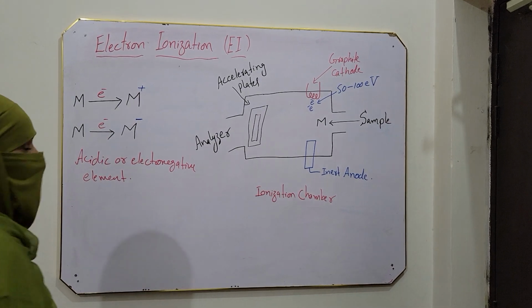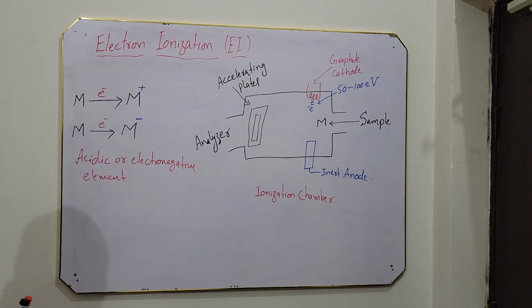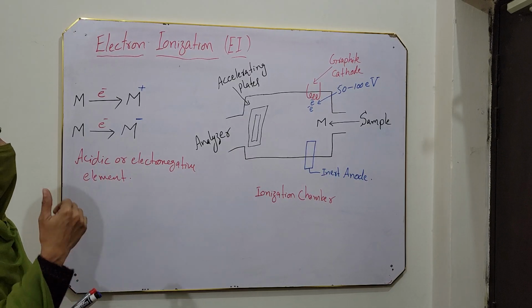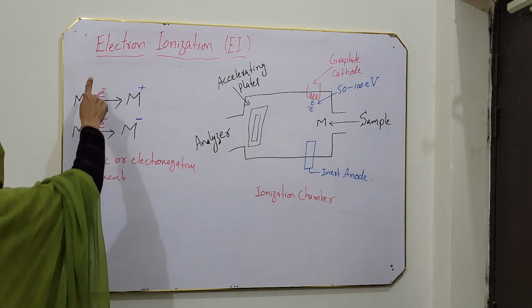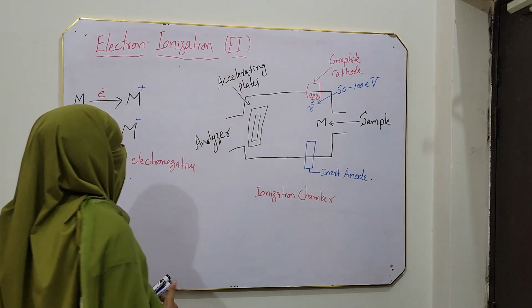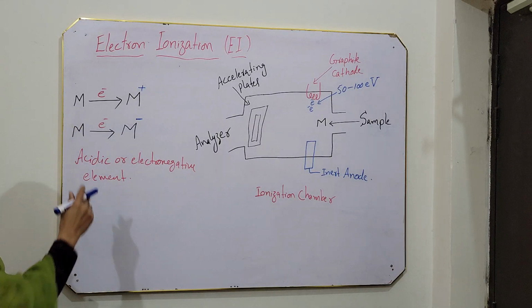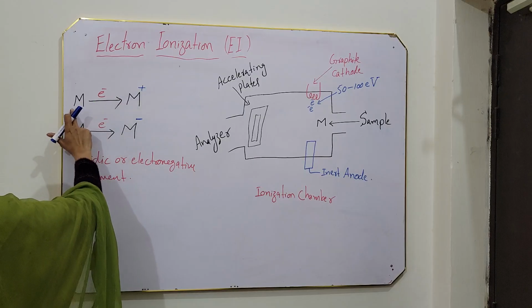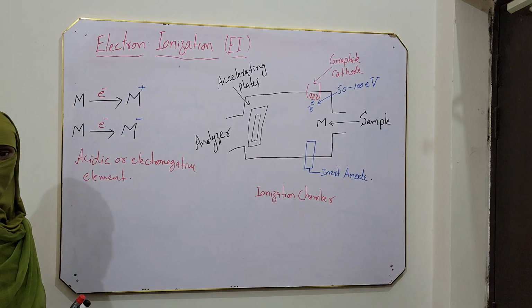Electron ionization. First, a very important method of ionization in mass spectrometry. It is one of the very common methods used to ionize our sample. It is also sometimes called electron impact ionization, but its common name is electron ionization, abbreviated as EI. In electron ionization, we bombard electrons on our sample. As a result, the sample gets ionized.